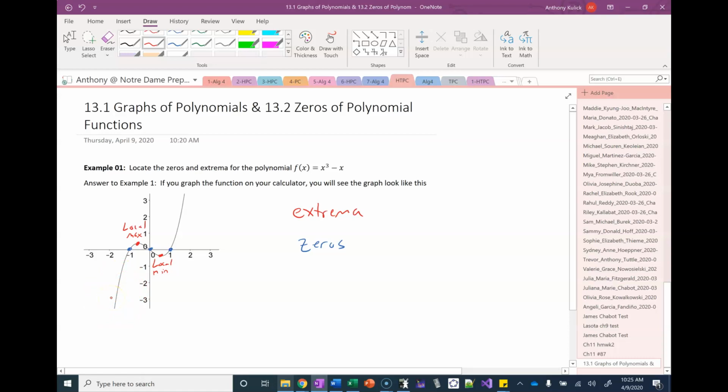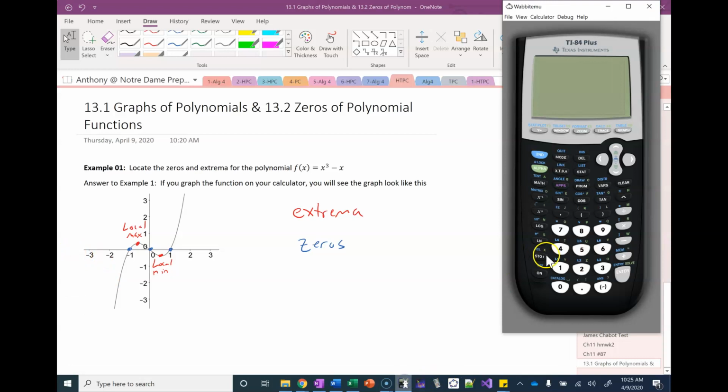Now, because both ends of our graph are going either to positive infinity or negative infinity, there is no global maximum or minimum. There's no absolute highest point, because the graph is going on forever. It is not something that we can find. There is no specific point.